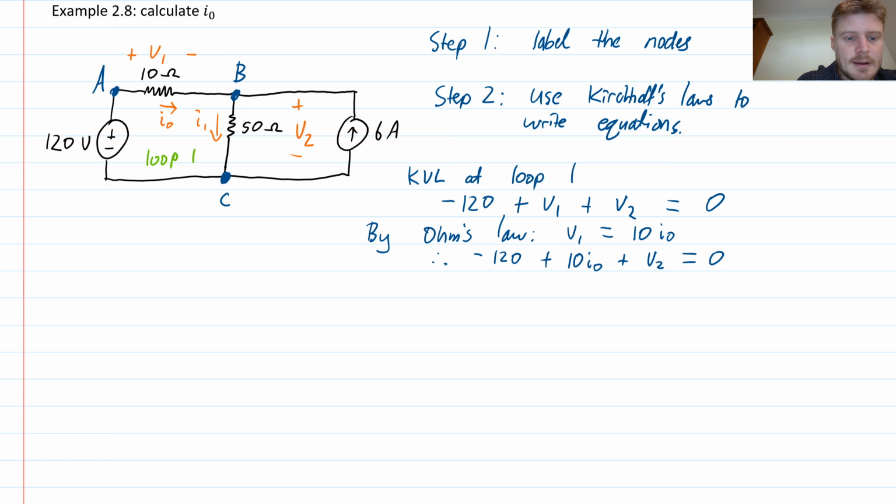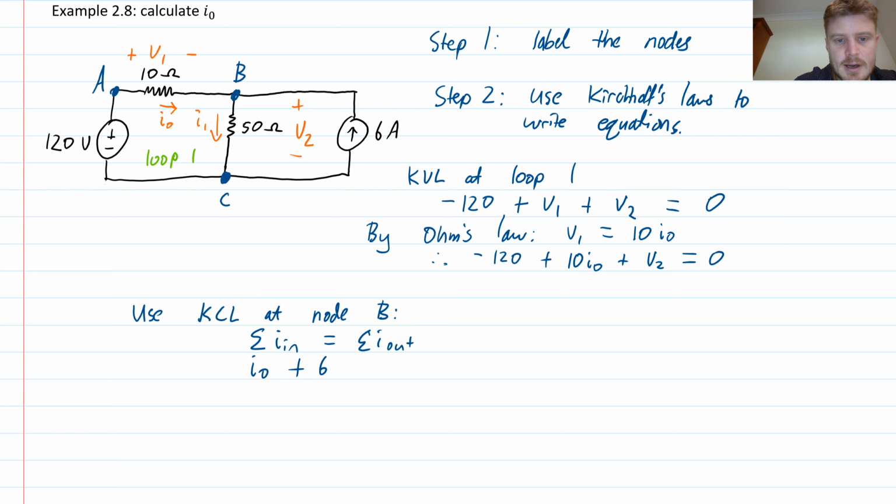Now I can use Kirchhoff's current law, KCL, at node B. The sum of the currents flowing in equals the sum of the currents flowing out. The currents flowing in, in this case, would be I0 and the 6 amp current source, and the current flowing out would be I1, my unknown value.